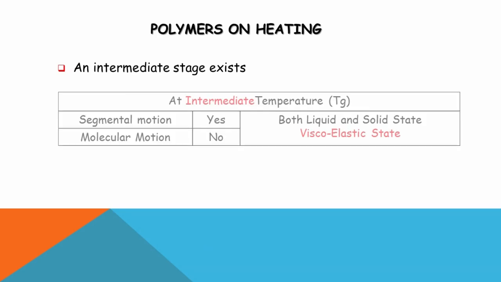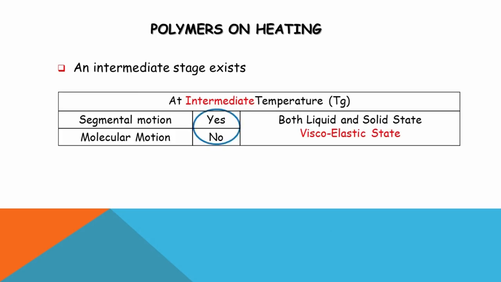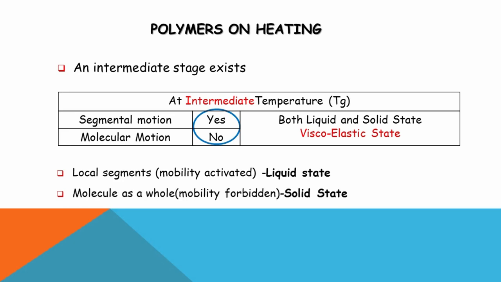There is such an intermediate stage in polymers where segmental motion is activated but molecular motion is arrested. The local segments where mobility is already activated correspond to the liquid state, while the molecule as a whole where mobility is forbidden corresponds to the solid state. This state is really a combination of both liquid and solid state and is known as the viscoelastic state.